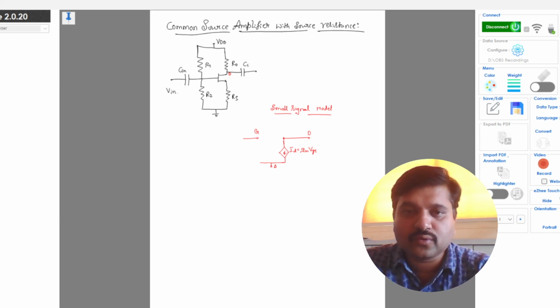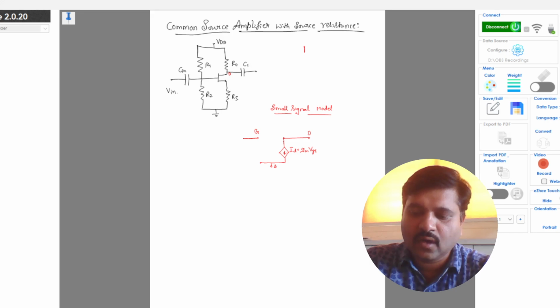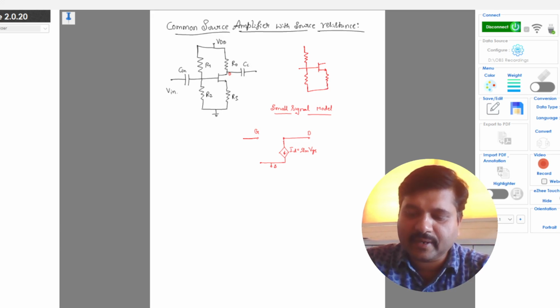So now to do the small signal analysis of the same, we write the small signal model first. This is the small signal model for the transistor alone. Now the modified circuit, following the procedure: all the DC supplies should be connected to ground and all the capacitors should be shorted, and any resistance associated with a capacitance in parallel will be neglected.